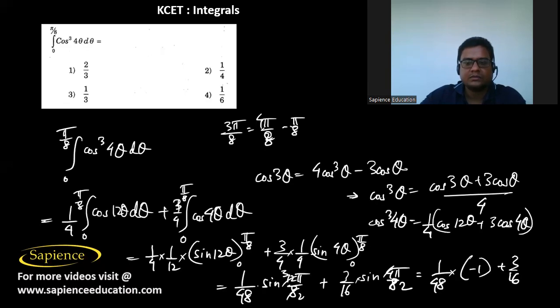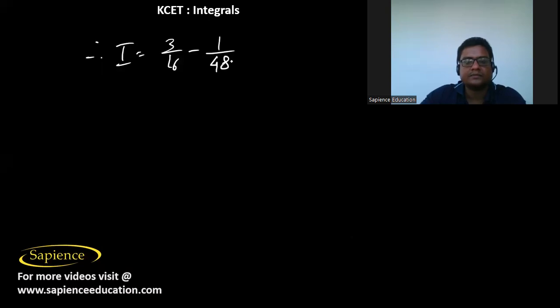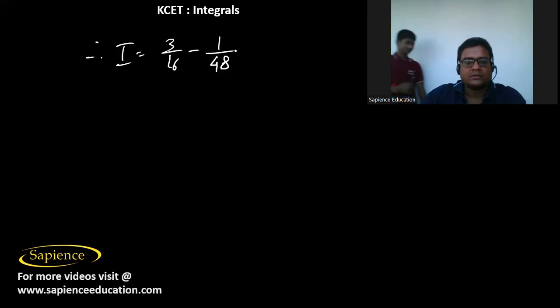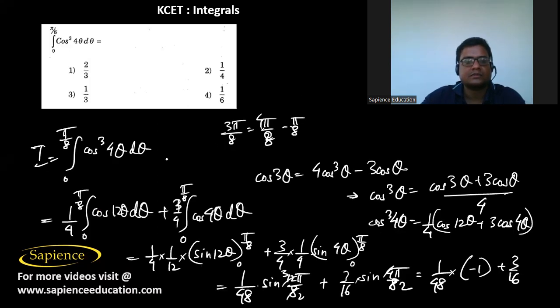Therefore the value of the integral I will be 3 by 16 minus 1 by 48. So this will be, LCM is 48, 9 minus 1, that is 8 by 48, which is 1 by 6. So option 4 is the correct answer.